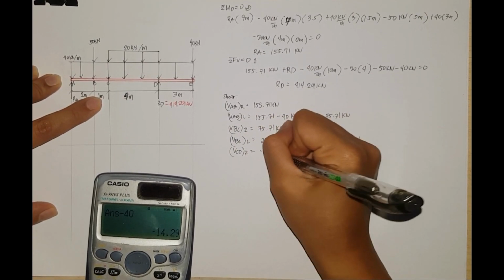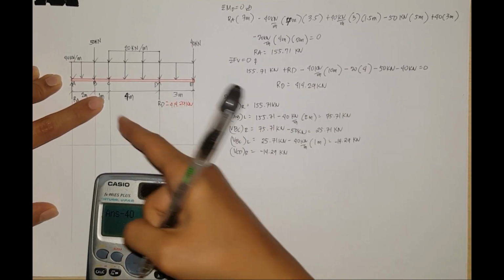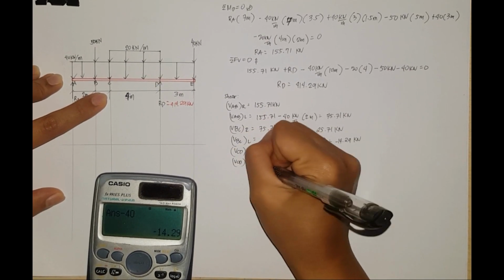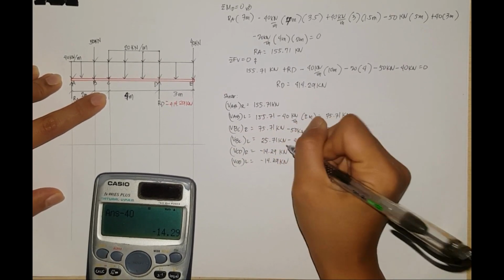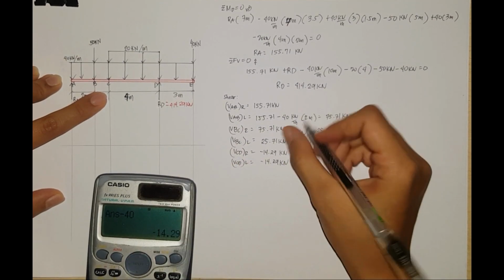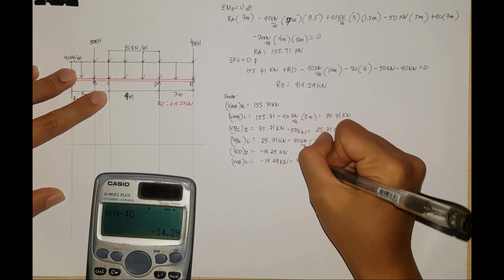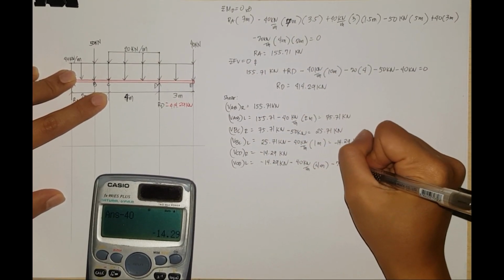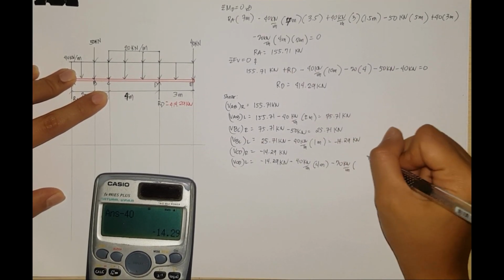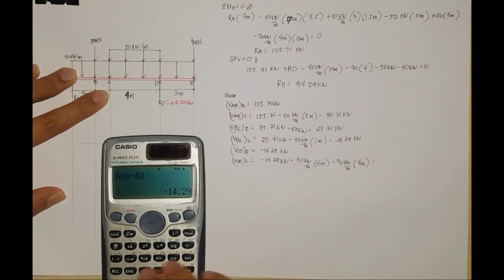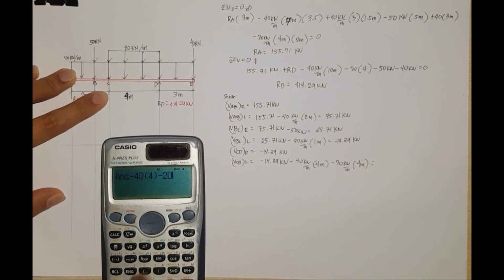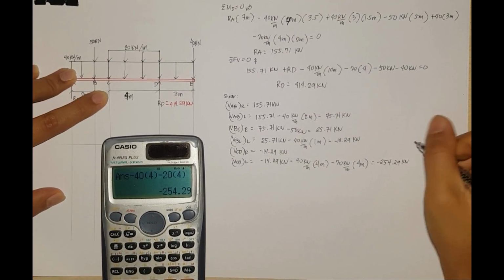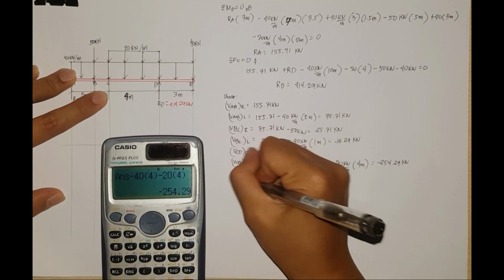And then, next, VCD, right? So, we have negative 14.29 kilonewton. Is there any point load? Oh, we don't have, so retain yan. Next, VCD left. Is there any area in the load diagram we have, which is equal to negative 40 kilonewton per meter multiplied by 4 meters minus, meron pa sa taas, which is equal to 20 kilonewton per meter multiplied by the length, which is 4 meters. So, it is equal to minus 40 times 4 minus 20 times 4. So, we have negative 254.29 kilonewton.